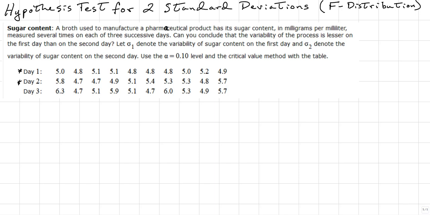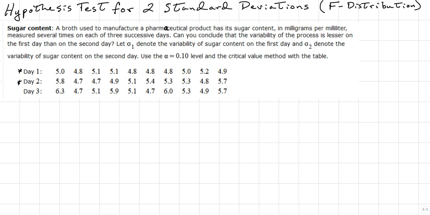In this video, we're going to perform a hypothesis test for two standard deviations using the F distribution. A broth used to manufacture a pharmaceutical product has its sugar content in milligrams per milliliter measured several times on each of 3 successive days. Can you conclude that the variability of the process is lesser on the first day than on the second day?